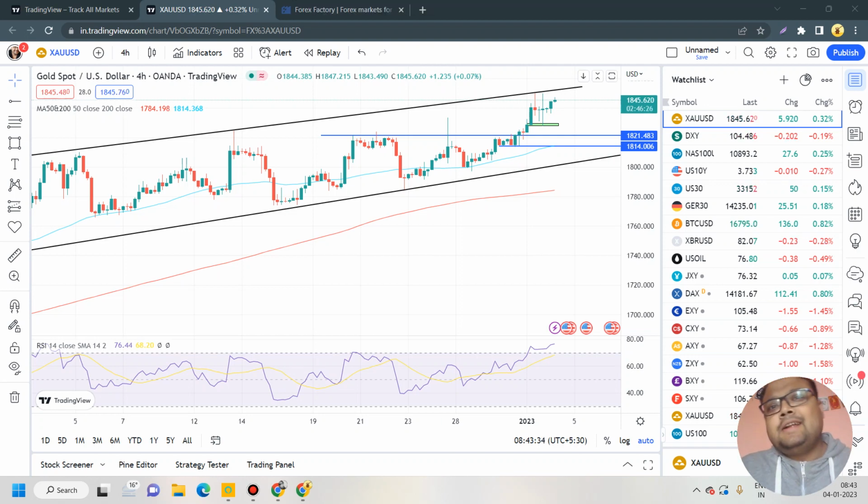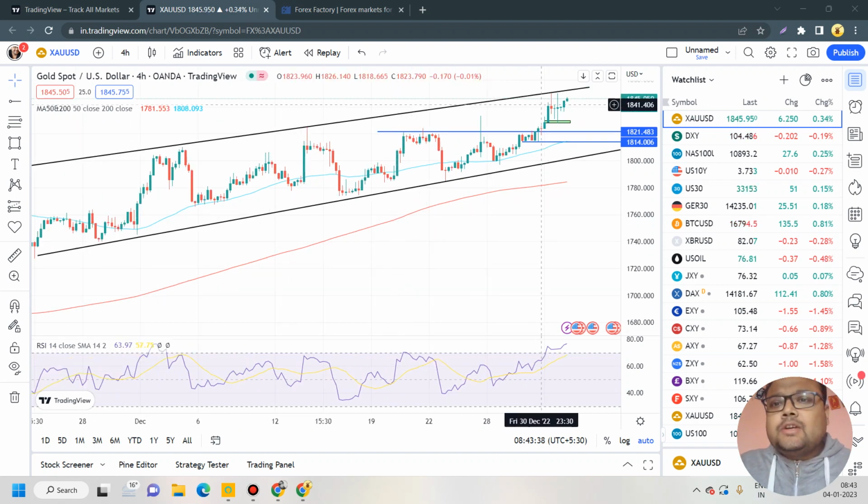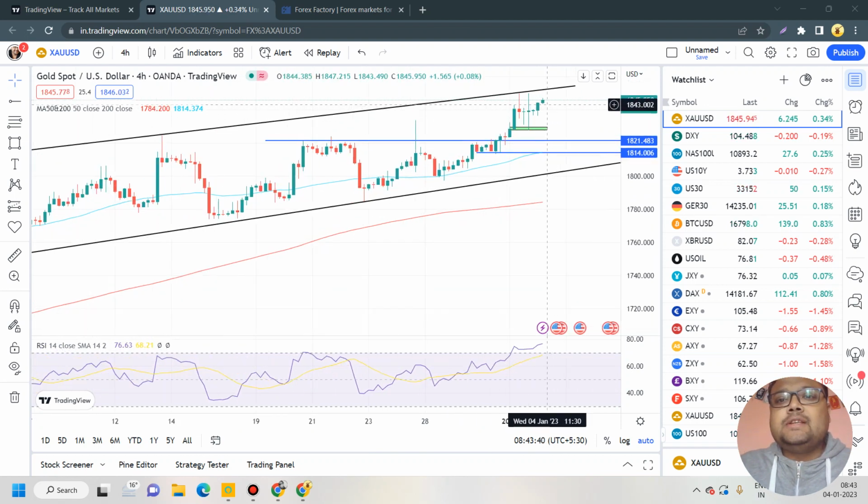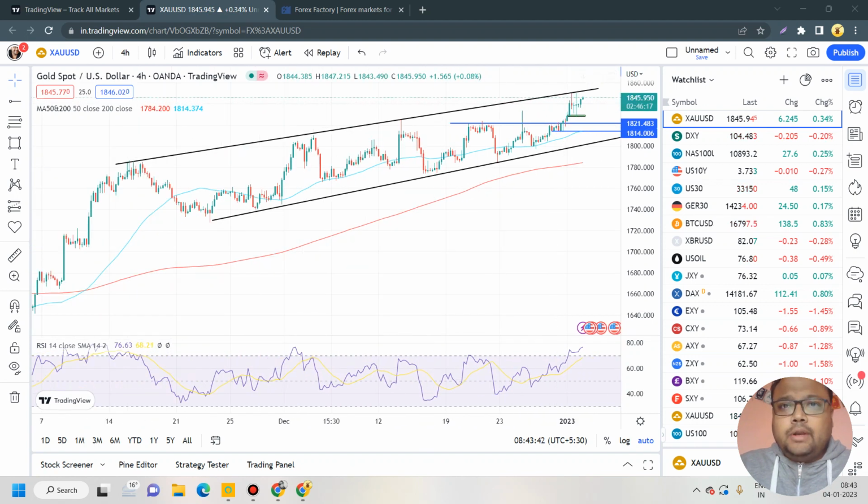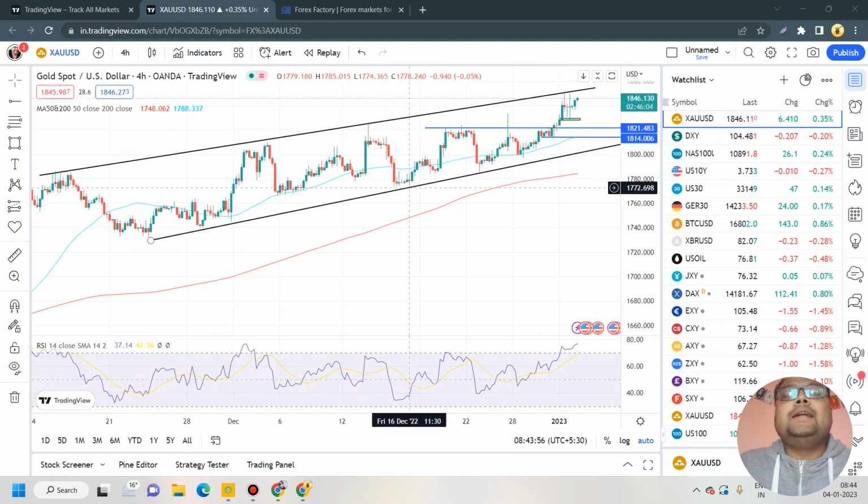Because we should not forget that NFP is also coming up. Anyways, right now gold is trading at 1845. This is the current market price of gold here. And as gold is trading in an upward channel right now, obviously the trend line at the top is acting as the resistance and the trend line at the bottom is acting as the support for the market.